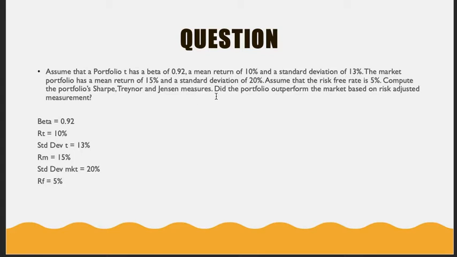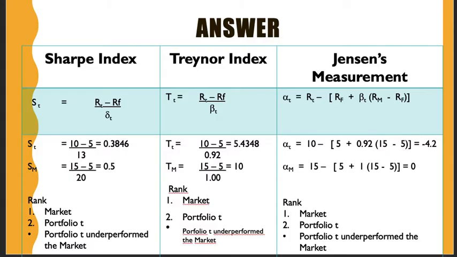The question also asks: did the portfolio outperform the market based on the risk-adjusted measurements? To answer this question, we have to calculate all the indices. This is how you answer the question: you can put it in a table like this, with Sharpe index, Treynor, and Jensen as 3 columns. Then you put the formula at the beginning of the table, and then we calculate one by one.